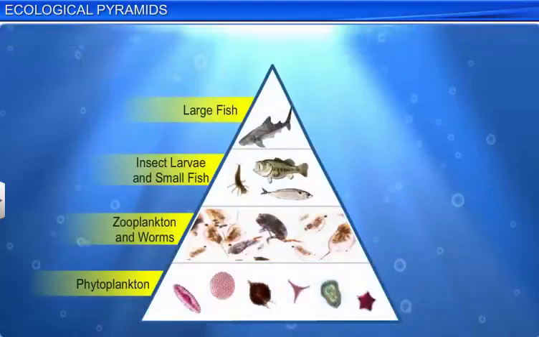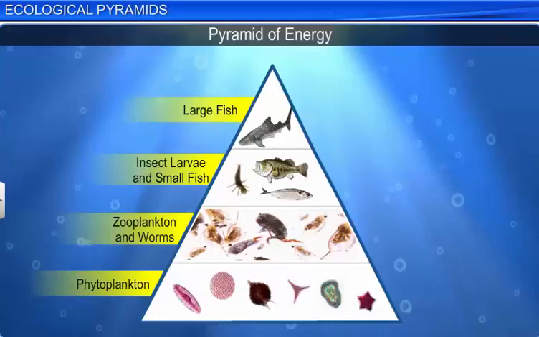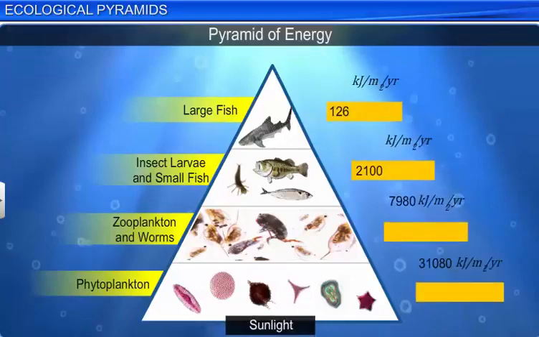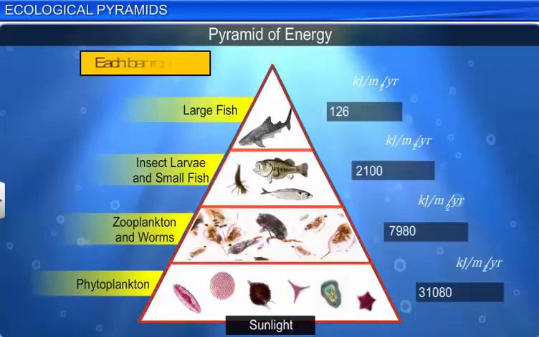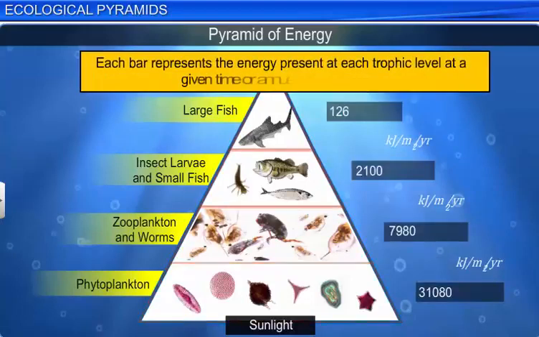Finally, a pyramid of energy is a graphic representation of the amount of energy trapped per unit time and unit area at different trophic levels of an ecosystem. Each bar in a pyramid of energy represents the energy present at each trophic level at a given time or annually per unit area.